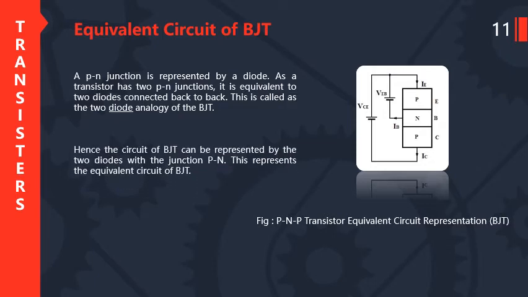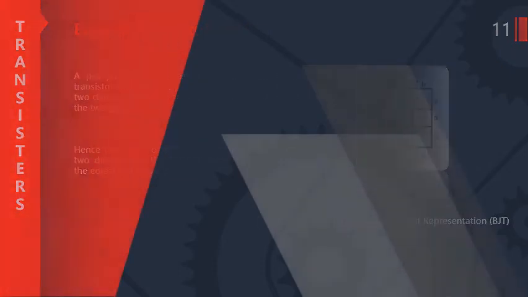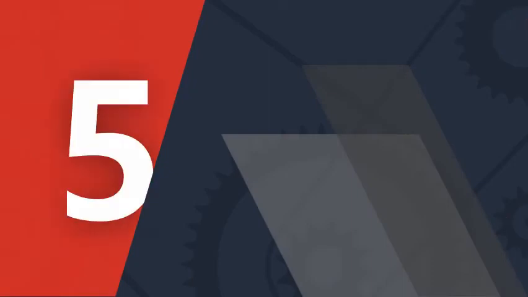Here the circuit of BJT can be represented by two diodes with the PN junction. This represents the equivalent circuit of BJT. Next topic is the configuration of BJT.